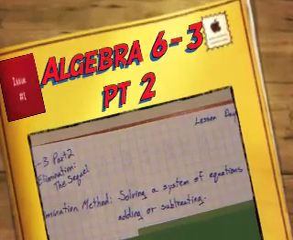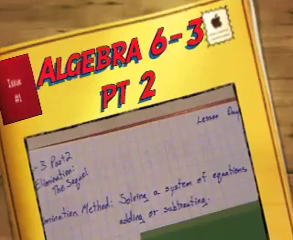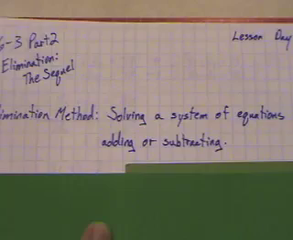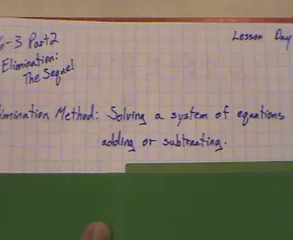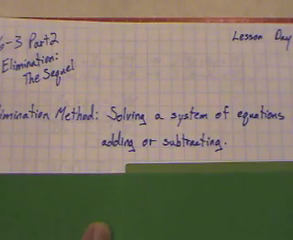6-3 Part 2. Let's finish up solving systems by elimination. First, let's get the definition written down, because you never know when you may need that. The elimination method is simply solving a system of equations by adding or subtracting, but you knew that already.